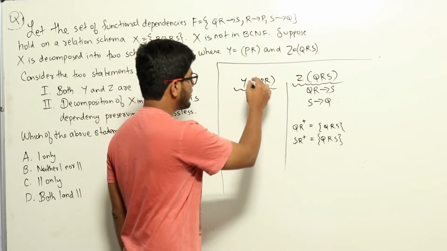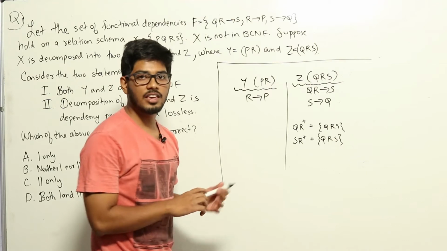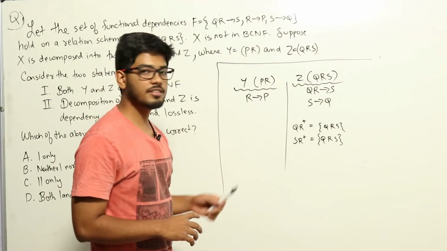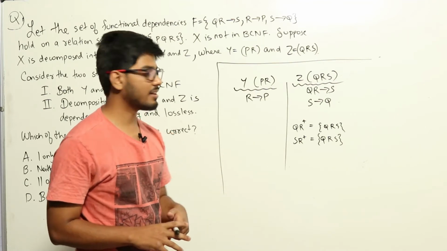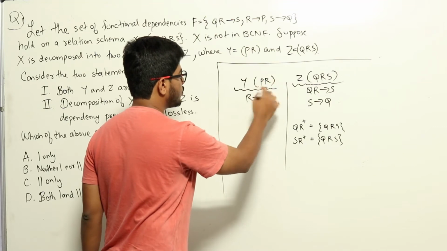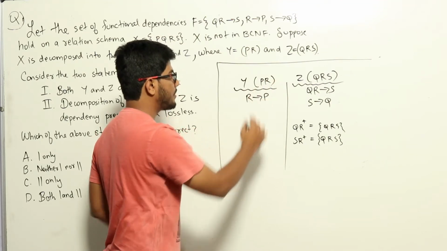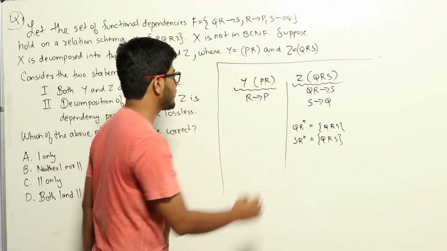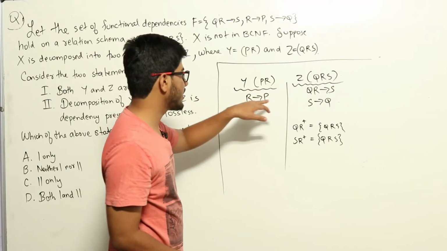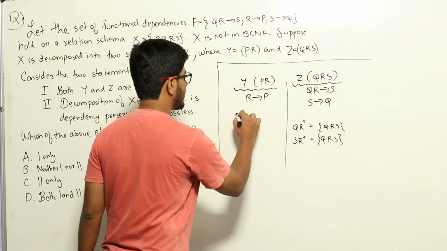Now let us see if Y is in BCNF. A schema is in BCNF if every functional dependency is of the form super key to something else. Now in this schema, R is the super key because R gives P and P and R are the only two columns here. So R is the super key, and R gives P satisfies the super key to something else condition. So this is in BCNF.